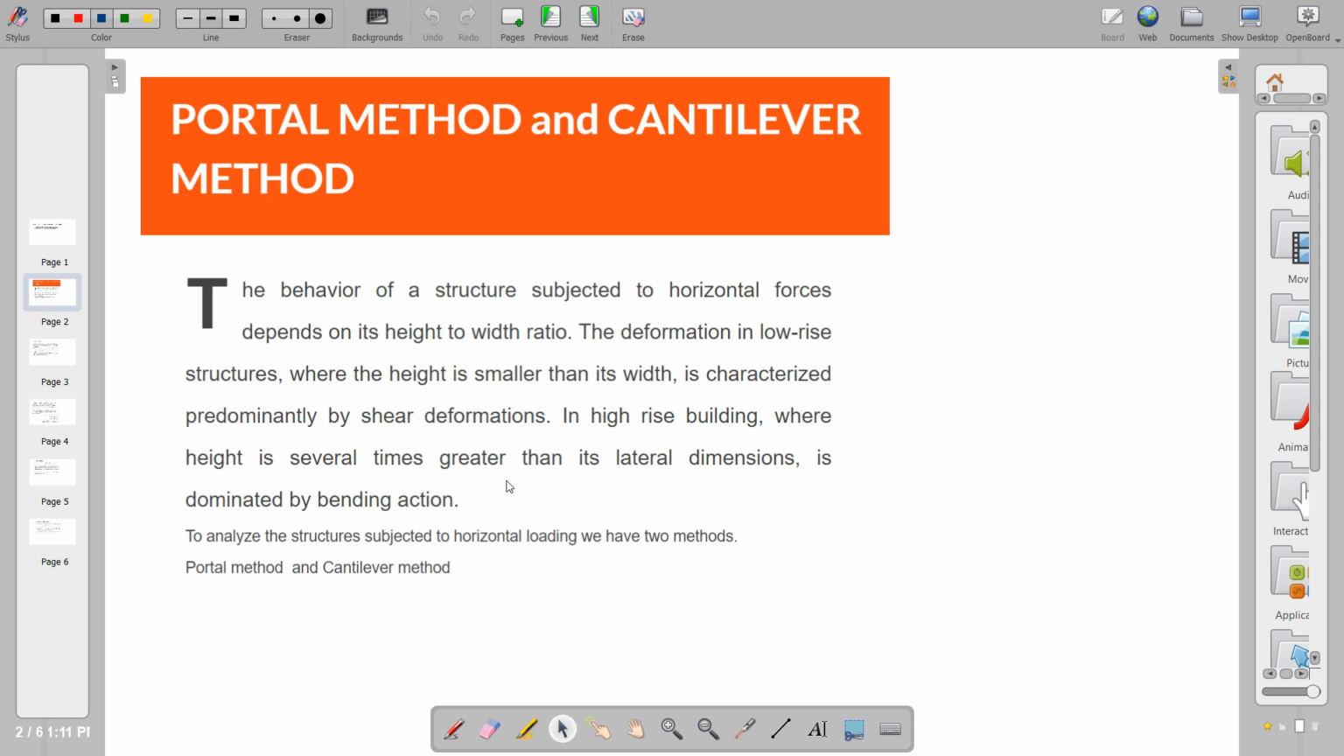So, by definition, it is very clear that if we have a greater dimension on the lateral or the horizontal dimensions than that of the vertical, the shear deformation shall prevail. Otherwise, if your height is substantially greater than the lateral dimension, your flexural action shall prevail.